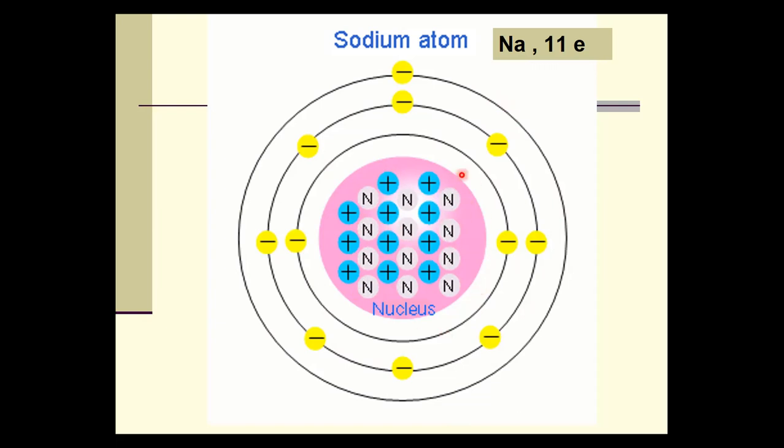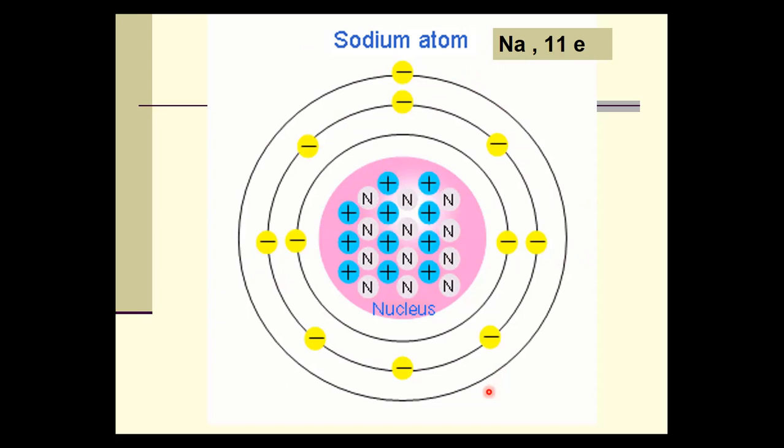So what that is going to do is that's going to change the charge of this atom. It's no longer going to be neutral. Right now it's neutral because there's 11 electrons and 11 protons. But as these numbers start to change, the atom is not going to stay neutral. It's going to gain a charge. So if I add 1 electron, it's going to have a -1 charge. If I add 2 electrons, it's going to have a -2 charge. If I add 3, it's going to have a -3 charge.